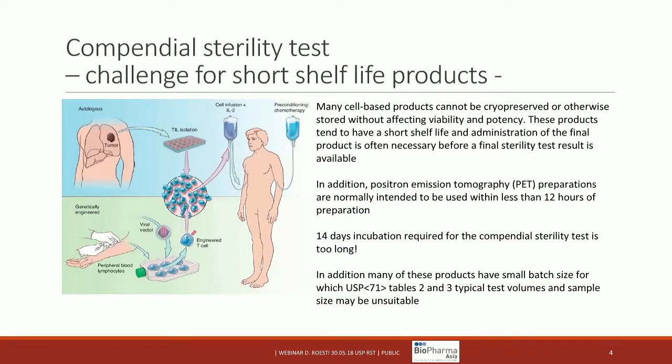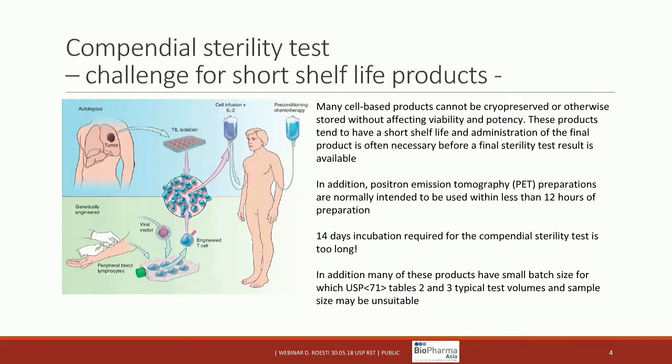Because now there are more and more new therapies coming on the market. It is great for the patients because these are really breakthrough therapies that have a very powerful healing effect on people. However, they have a much shorter shelf life. There are now many cell-based products that cannot be cryopreserved, otherwise they might lose potency. In this case, the shelf life can sometimes be less than 2 days or 24 hours.